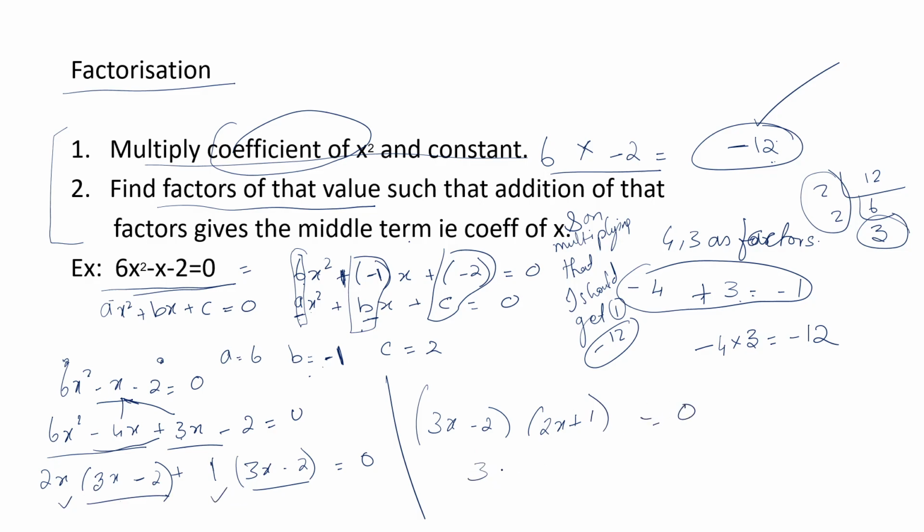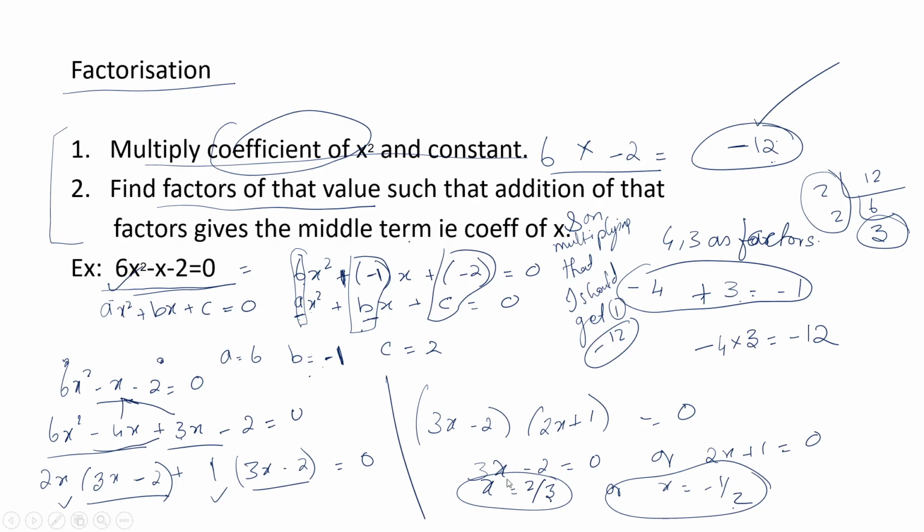So 3x minus 2 will be equal to 0, or 2x plus 1 will be equal to 0. So x is equal to 2 by 3 or x is equal to minus 1 by 2. So these are the solutions for this equation 6x square minus x minus 2. Okay, 2 by 3 and minus 1 by 2 are the solutions.